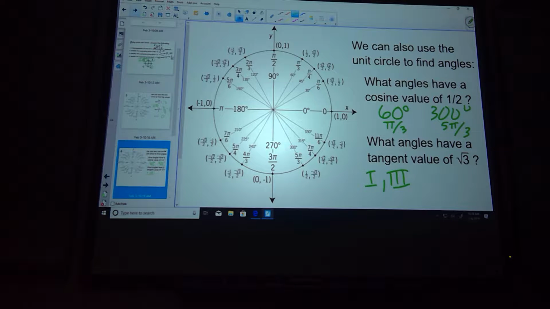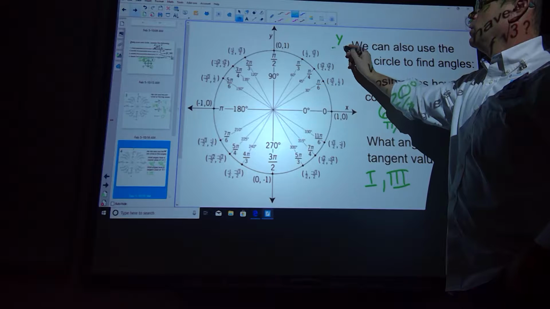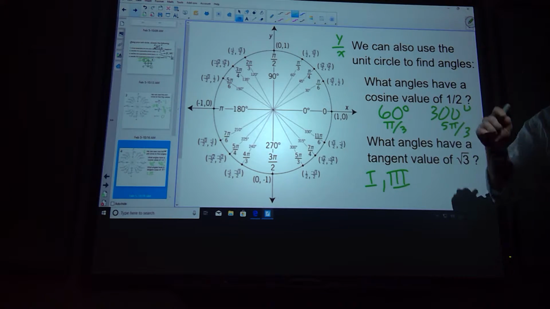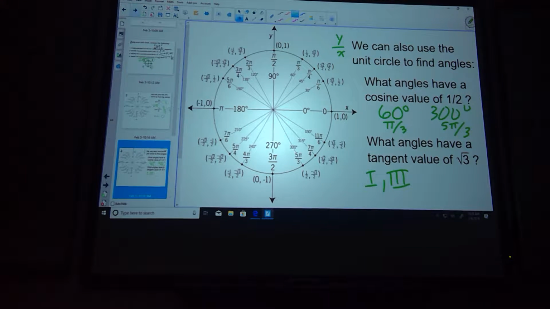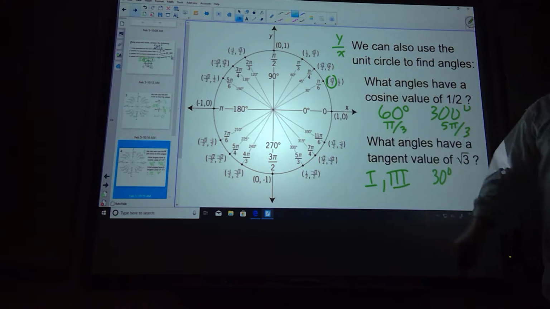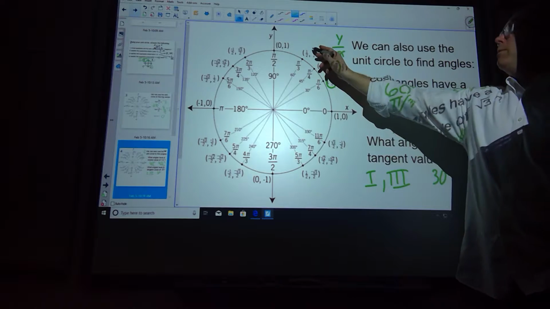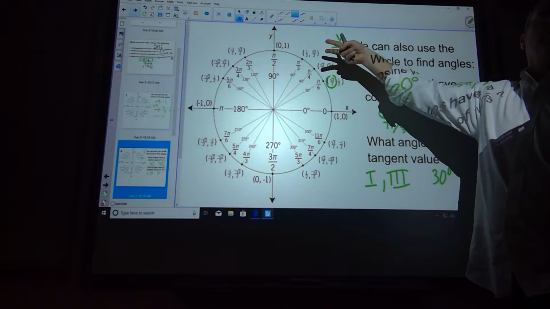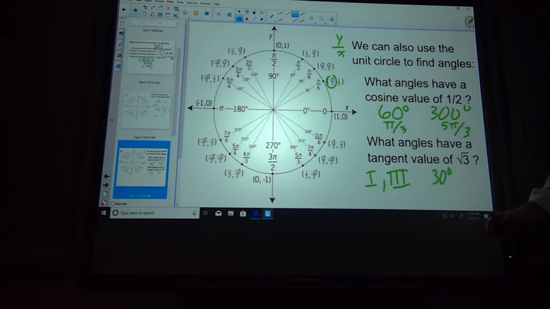Tangent is y over x. So I need my y value, what's on top, to have my root 3 as top. So what has the x value of root 3? 30. So this will be my numerator. This one would be my denominator. If I do that, I multiply by reciprocal, so I get the root 3 on bottom. Okay?